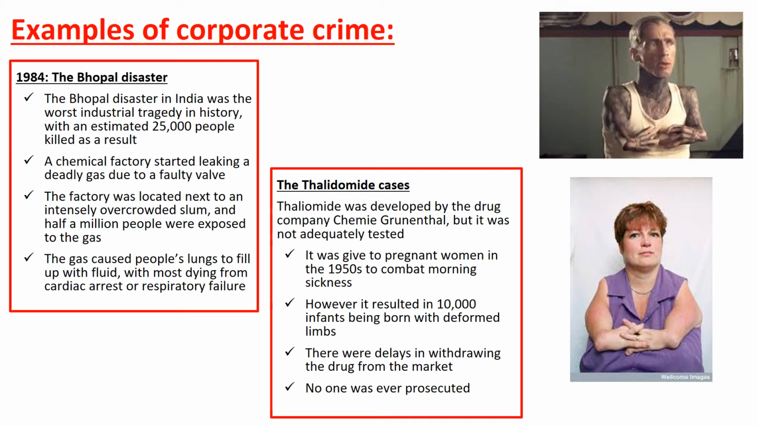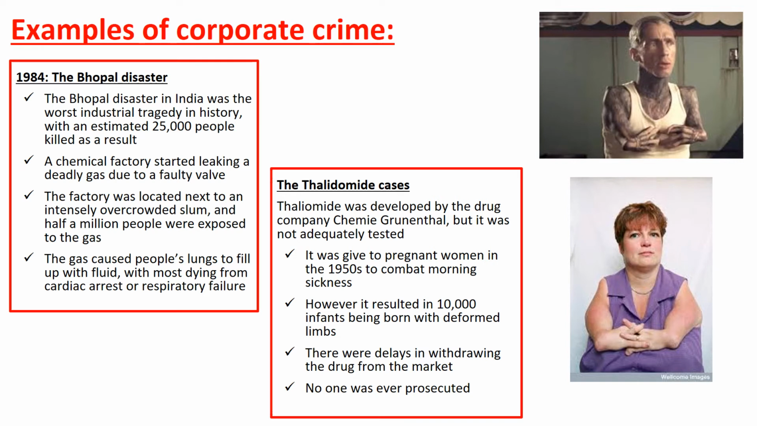So what are some examples of corporate crime? Well, in 1984 we had the Bhopal disaster. This happened in India and it was the worst industrial tragedy in history, with an estimated 25,000 people killed as a result. It was a chemical factory that started leaking a deadly gas due to a faulty valve. This factory was located next to an intensely overcrowded slum and 500,000 people were exposed to this gas. The gas caused people's lungs to fill up with fluid and most died from cardiac arrest or respiratory failure.